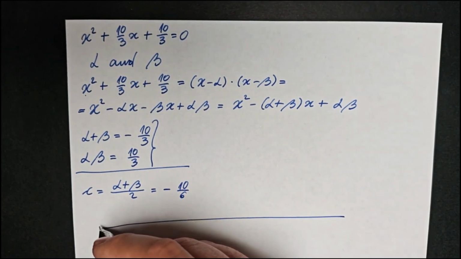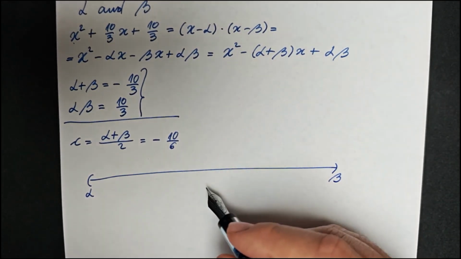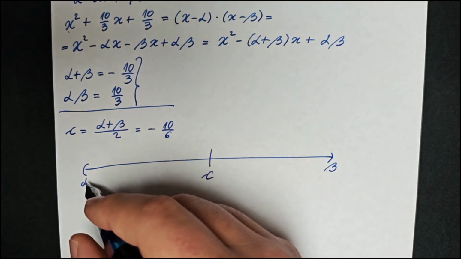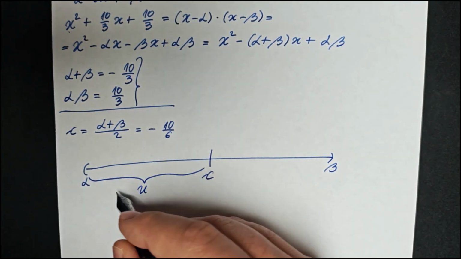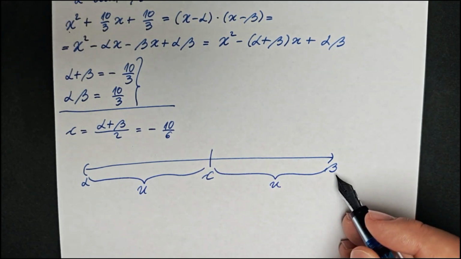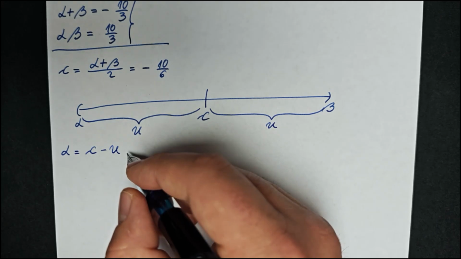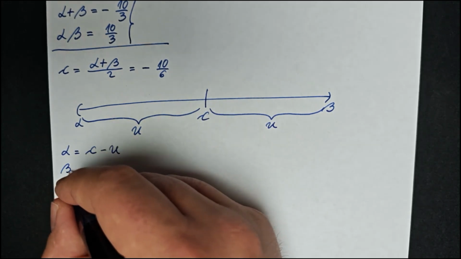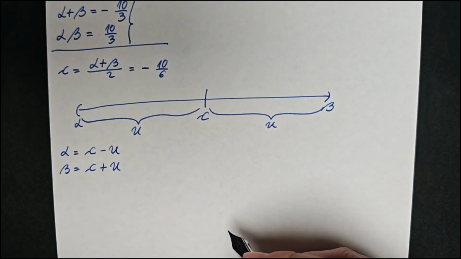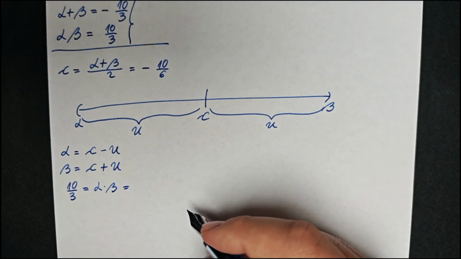So if I take a line where alpha is at one point and beta is at the other point, this value c, which is an average, is going to be in the middle of that line. Of course, we have distance u from alpha to c, and then that same distance appears here as the distance from c to beta. We can write number alpha as alpha is equal to c minus u, and we can write number beta as that same c plus u. Let's now make the second equation. Alpha multiplied by beta is equal to 10 over 3, the center of our attention.